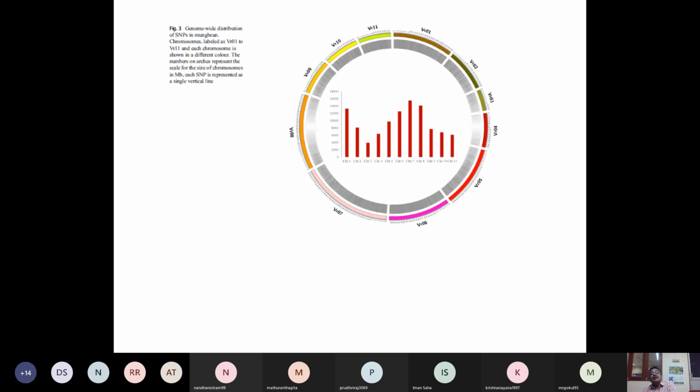Again, for example, these are the different chromosomes. How many SNPs are mapped in each chromosome? This is shown on the other circle.